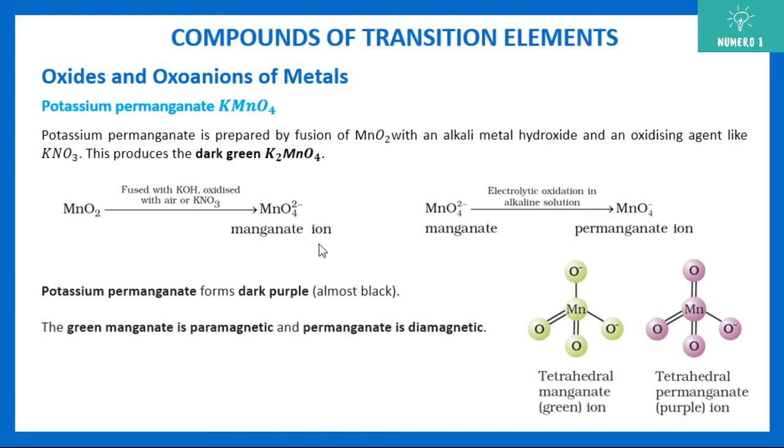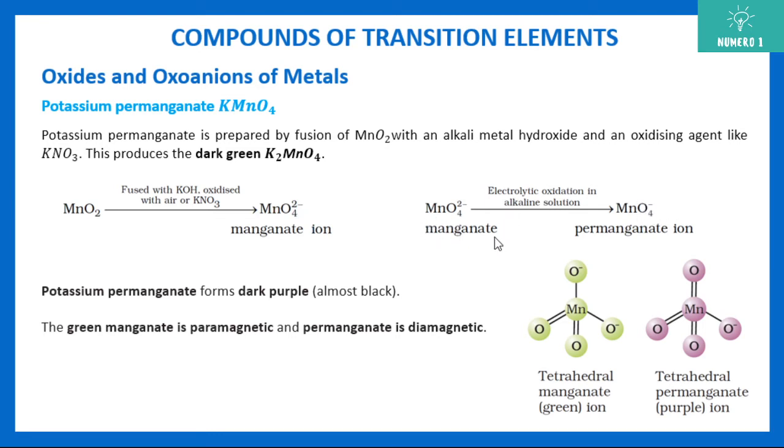Note that the manganate ion is actually green in color, whereas the permanganate ion, MnO4 minus, is purple in color. Please make a note, the colors are very important. This is MnO4 2 minus, and this is MnO4 minus. So this has a -2 charge and this has a minus charge.